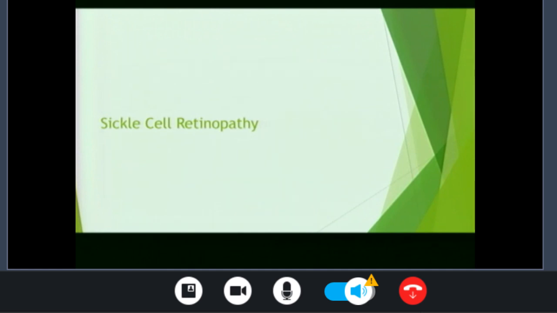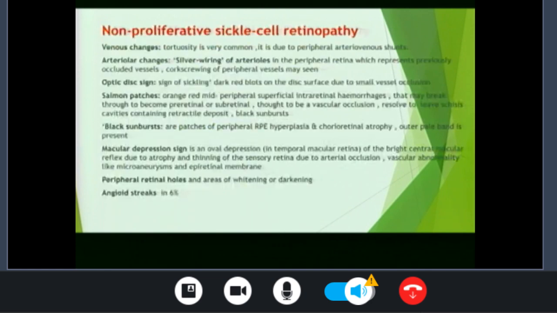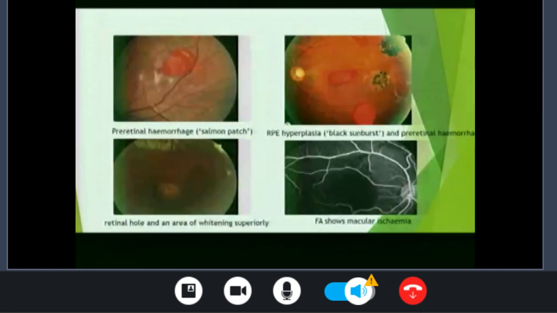The clinical manifestation of sickle-cell retinopathy is divided by neovascularization into two main entities, like diabetic retinopathy: non-proliferative sickle-cell retinopathy and proliferative sickle-cell retinopathy. This is the non-proliferative retinopathy. You can also see silver wiring, which represents previously occluded vessels, the salmon patch and the black sunburst. We'll have more pictures in the next slide. And also the angioid streak.